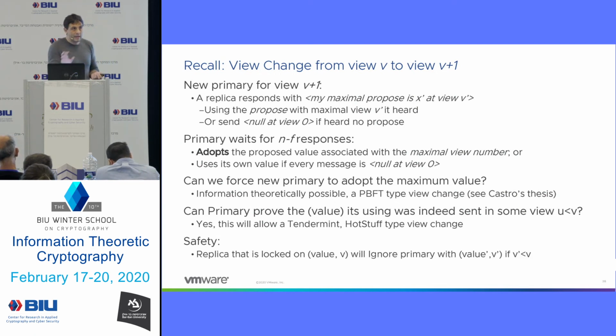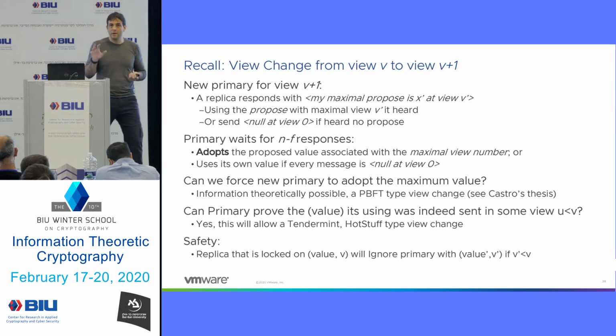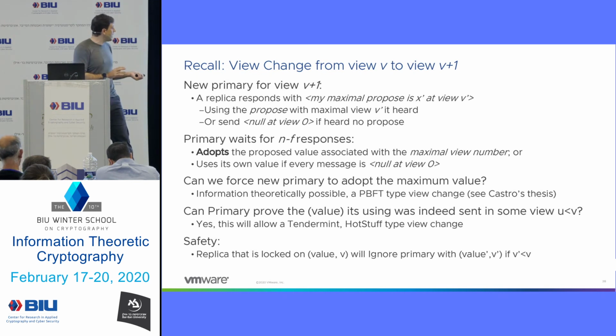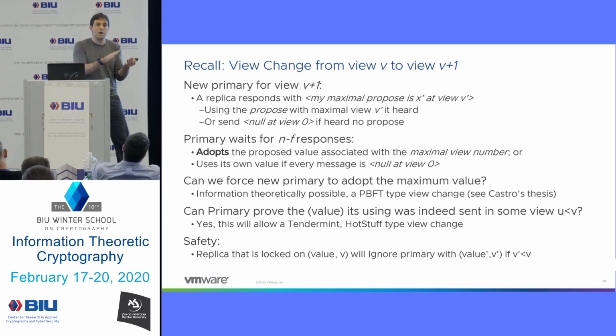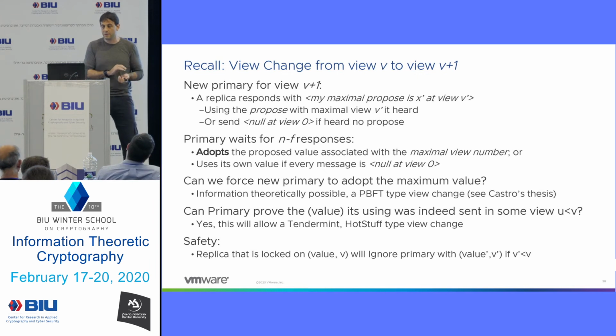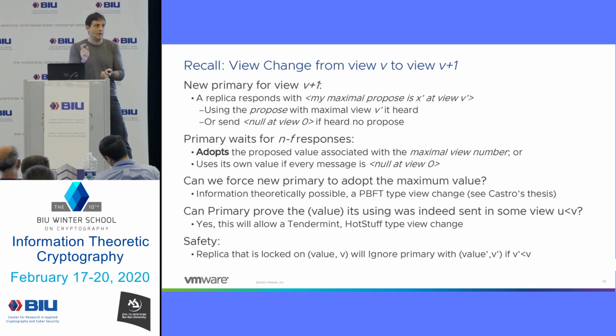And so in this paradigm, once the primary proves it's using a real value, a value that was sent by a previous primary, we still need to ignore this if a replica has already seen a value from a higher view. So if I've seen a value from a higher view, and the new primary sends me a message from a lower view, I'm going to ignore this message. So this is the main idea of view change. Questions about this?